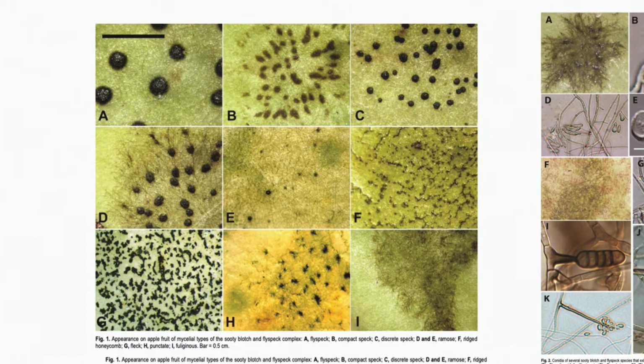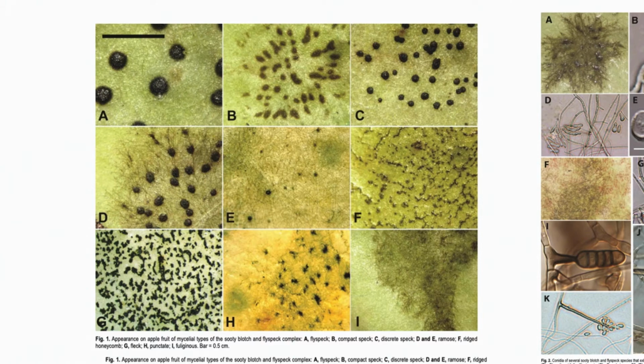Up until the early 2000s, only a few fungal species were identified as the cause of sooty blotch and fly speck. However, analysis of the internal transcribed spacer region and large subunit regions of ribosomal DNA of collections of fungi associated with these diseases revealed that there are at least 60 species of fungi in the disease complex.